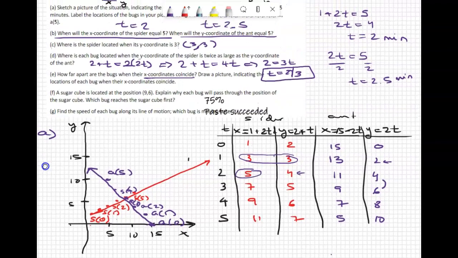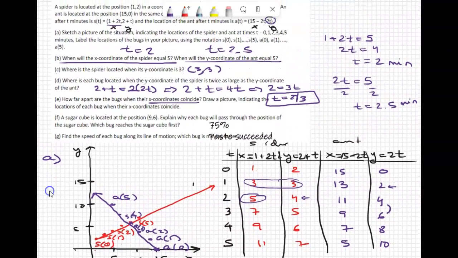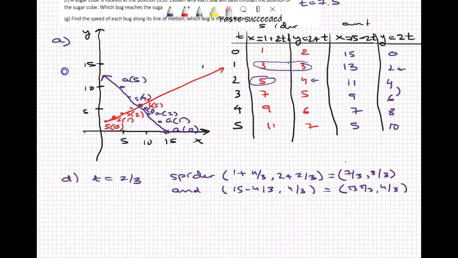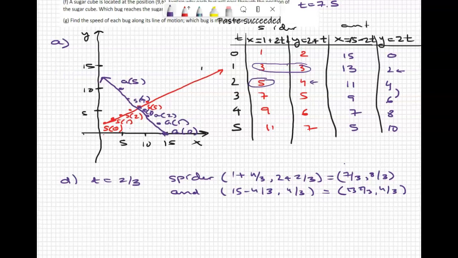Let's look at the equations again. The x-coordinates coincide means the x-coordinate of the spider, which is 1 plus 2t, is going to equal the x-coordinate of the ant, which is 15 minus 2t. So we have 4t equals 14. So t is going to be 14 over 4, which is 7.5. Let's figure out the locations of each at t equals 7.5.